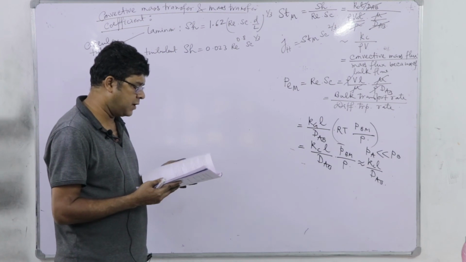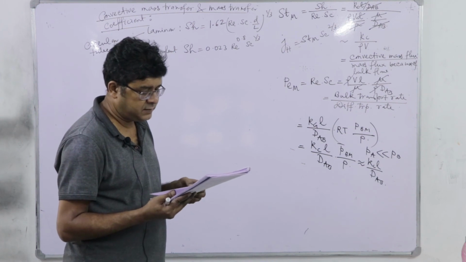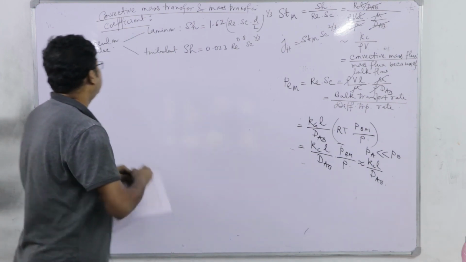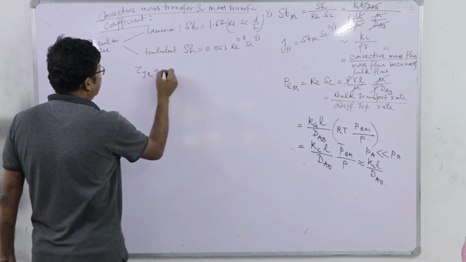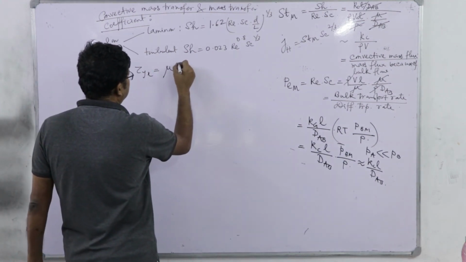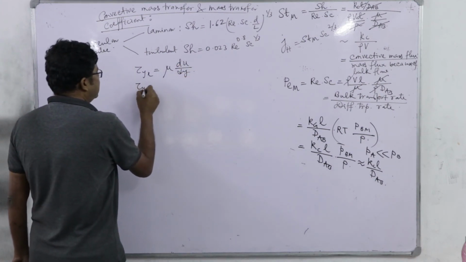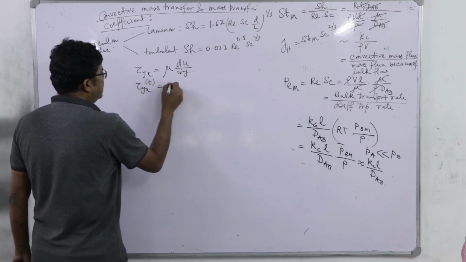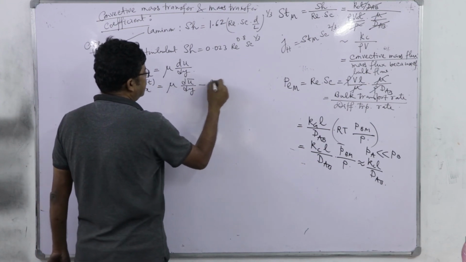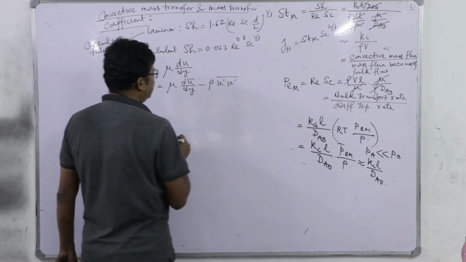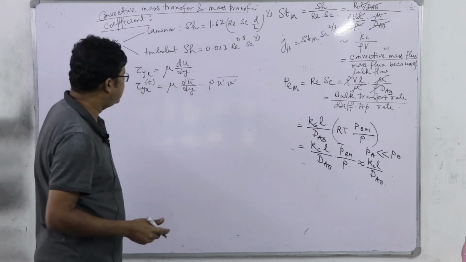Next we have to go for these theories of mass transfer. But before we go to the theory, just like we had tau yx written as mu into du dy for fluid flow, whereas tau yx turbulent we have written as mu into du bar dy minus rho u prime v prime average. This is the typical Reynolds stress.